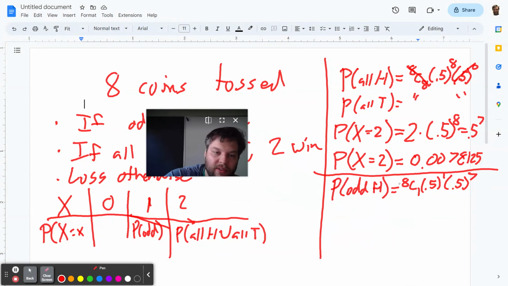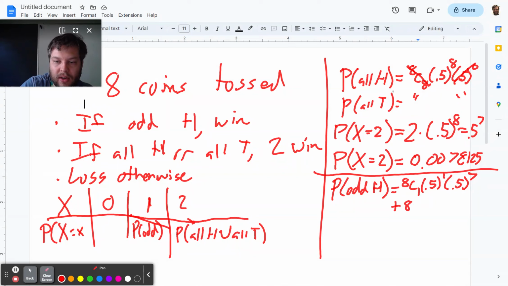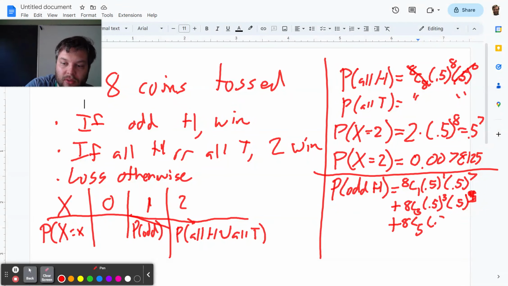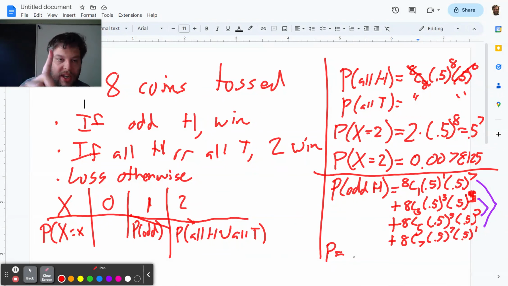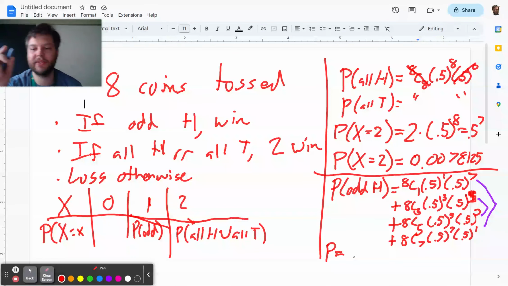And then we're going to add to that 8 choose 3, 0.5 to the 3, 0.5 to the 5. So 3 heads has 5 tails. 8 choose 5, 0.5 to the 5, 0.5 to the 3, and 8 choose 7, 0.5 to the 7, 0.5 to the 1. Because of the symmetry of this, these two things are equal, and these two things are equal. So altogether, our probability is just going to be 2 times the one head version, because that matches with the 7 heads, and 2 times the 3 head version.